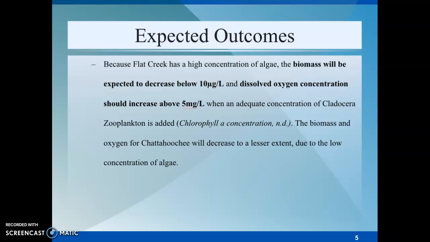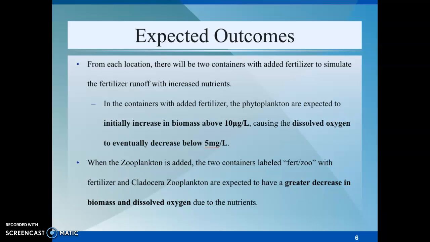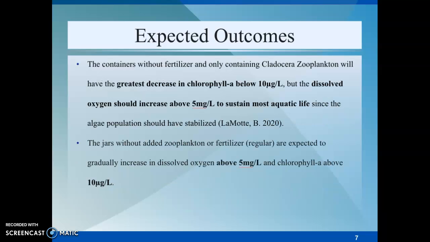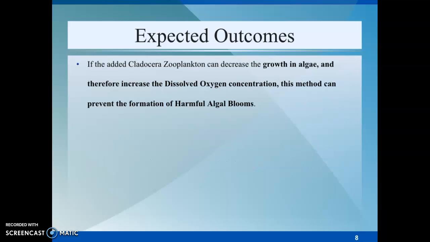When the zooplankton consumed the excess algae, they were expected to decrease and stabilize as a population. This was expected to lead to an increase in the production of dissolved oxygen since they are photosynthetic organisms. From each location, there were two containers with added fertilizer to symbolize the excess nutrients. Overall, this experiment aimed to prevent the formation of harmful algal blooms.